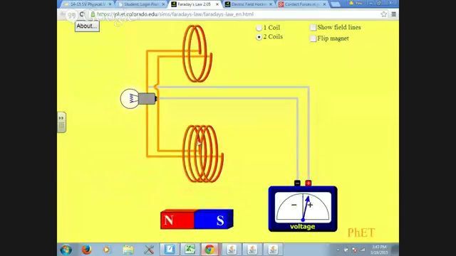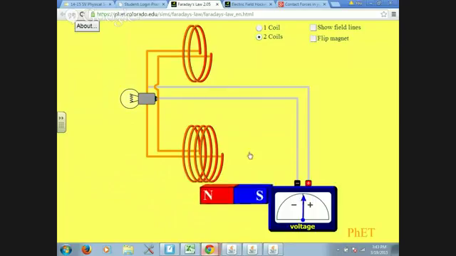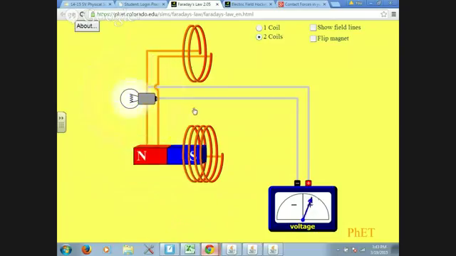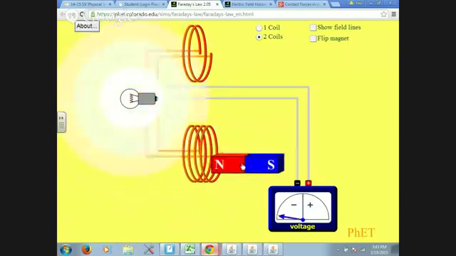Now, this solenoid has 4 coils, and this one has 2. What's very interesting, I'm not going to show the field lines just yet because it can get a little confusing. But as I pass this magnet through here, hang on, there we go. As I pass the magnet through, I create a voltage, and it's pretty significant. When you look at where that voltmeter is going, it's dipping all the way down.